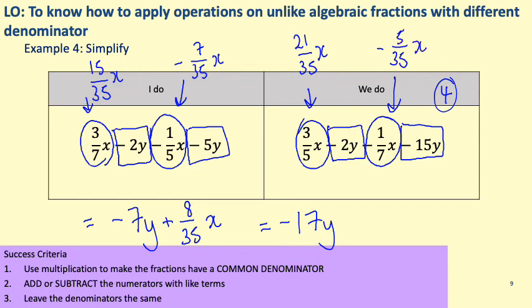So now it's a lot easier. Denominators are the same. Just apply the operation to the numerators. So 21 take away 5 gives us 16. So we've got 16 over 35 lots of x. And that's positive. So give yourselves a mark if you got that right.